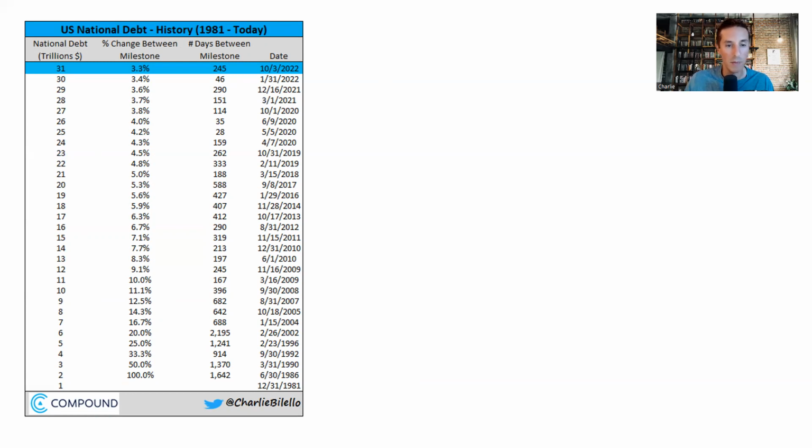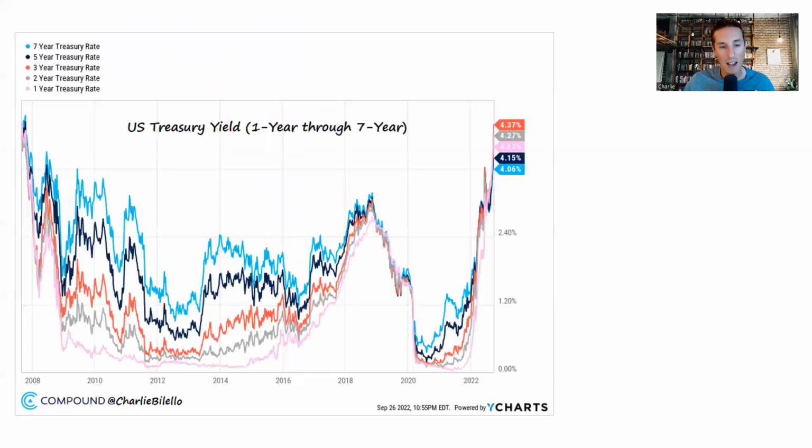And everyone seemed to be on board with that in 2020 because of what happened during COVID and shutting down the economy. But now it's starting to get to a situation where it's pretty serious. And why is it serious? Because when interest rates are very low, the interest on that debt is not very meaningful. But when interest rates rise, that changes. So we're seeing interest rates of all maturities move higher.